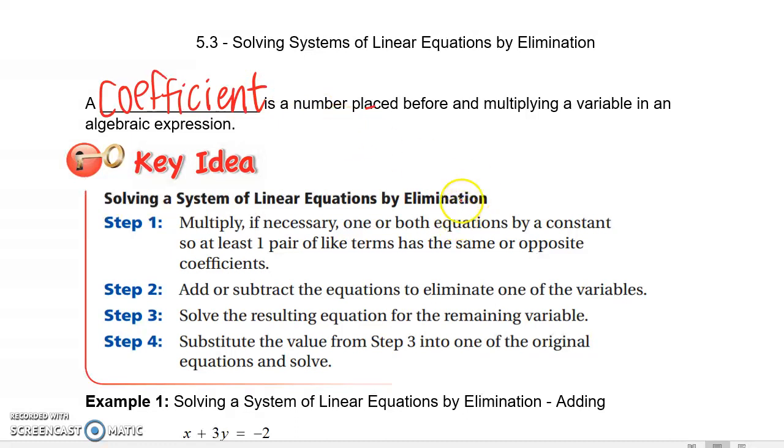So we're going to look at the steps. We have 4 steps. We're going to multiply, if it's necessary, one or both equations by a constant, so at least one pair of like terms has the same or opposite coefficients. Then we're going to add or subtract the equations to eliminate one of the variables. We will solve the equation for the remaining variable and substitute the value from step 3 into one of the original equations because we want our answer in the form xy.